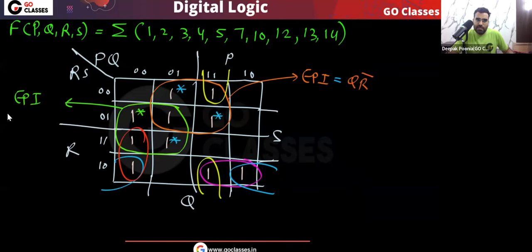What about this green EPI? What is the product term? This is in the area of P bar, and this is in the area of S. So P bar S. So let's write the minimal SOP now.